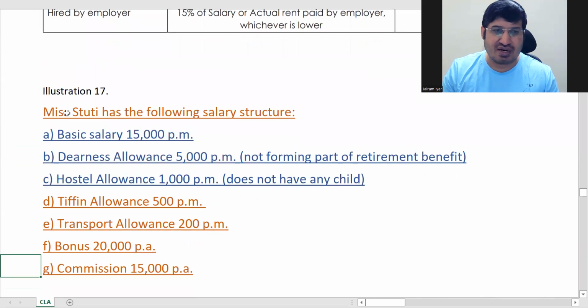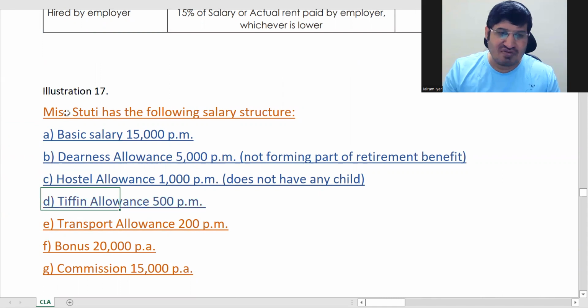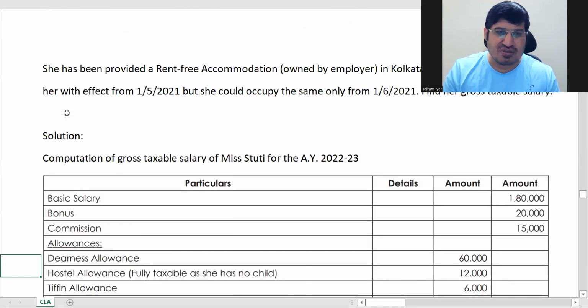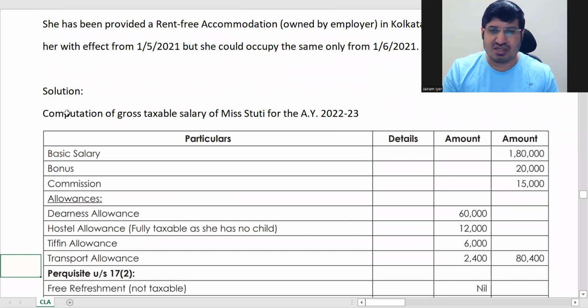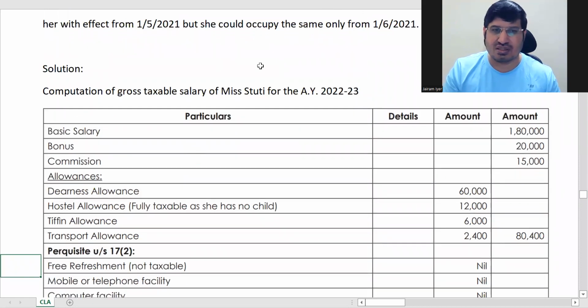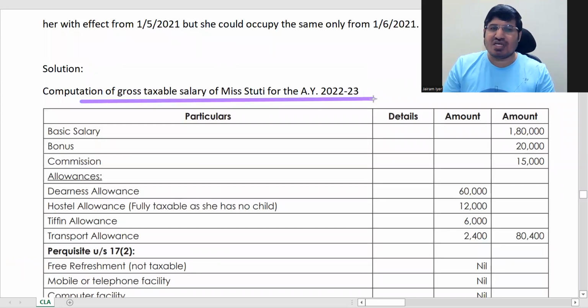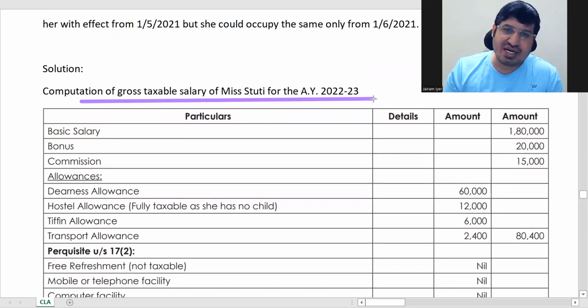First of all, we'll take all the fully taxable ones. So basic salary, DA, postal allowance is also fully taxable here. Tiffin allowance, transport is fully taxable, bonus and commission are fully taxable. All of these we will put. Just check these all once. Computation of gross salary of so and so person for AY 22-23, all these things, write it like that.